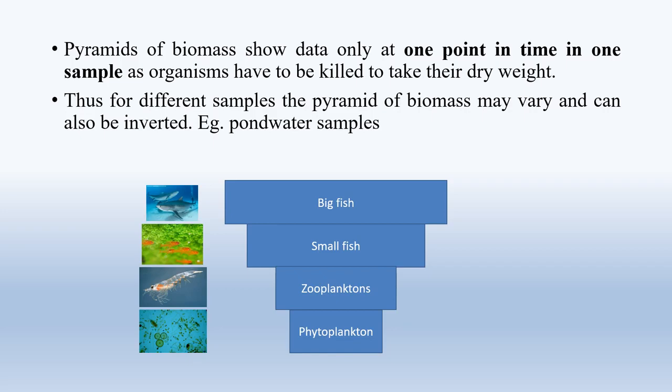So for example, in a pond water sample, the dry weight of phytoplanktons would naturally be much less than the dry weight of zooplanktons. And similarly, the biomass of the small fishes that are feeding on the zooplanktons will obviously be much more, and the biomass of the big fish would obviously be more than the small fishes. And thus we can see that the pyramid of biomass could be inverted in such a case.